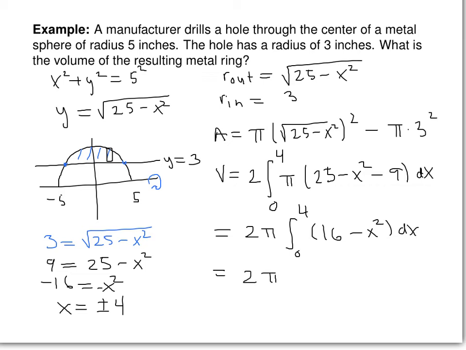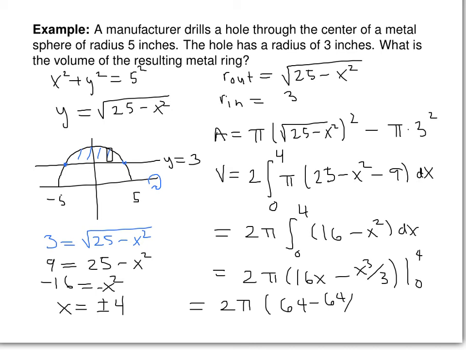Anti-differentiate, and we get 16x minus x cubed over 3, evaluated from 0 to 4. So that will be equal to, when you plug everything in and work everything out, 2 pi times 64 minus 64 thirds, which works out to be 256 pi divided by 3.